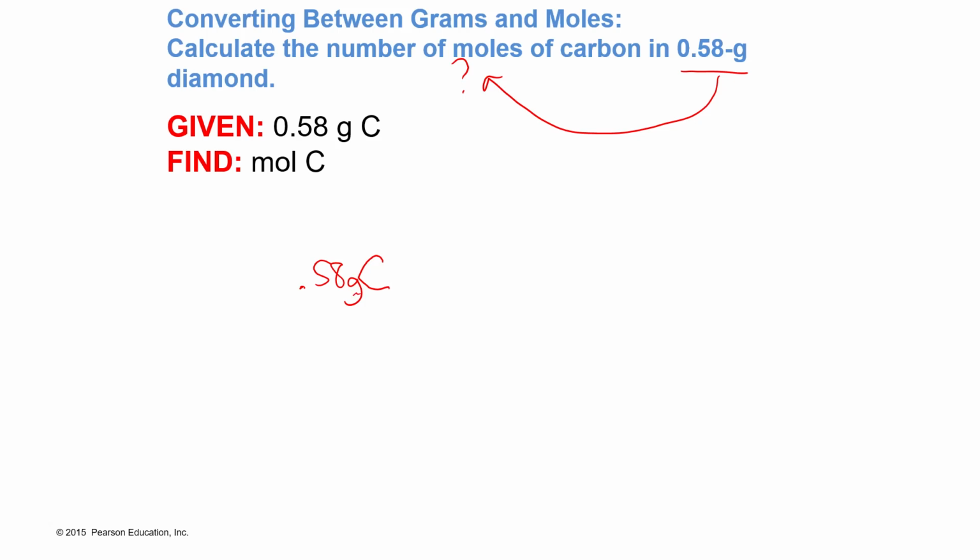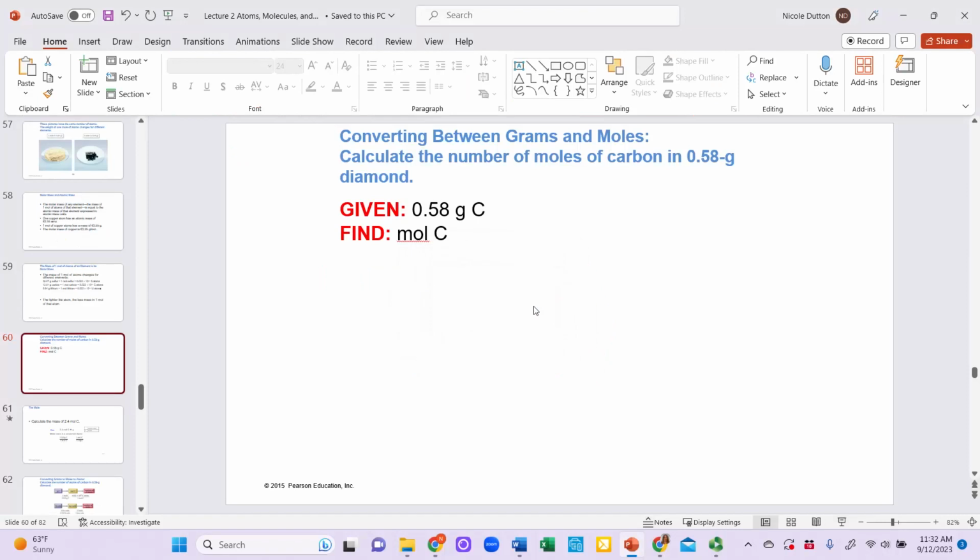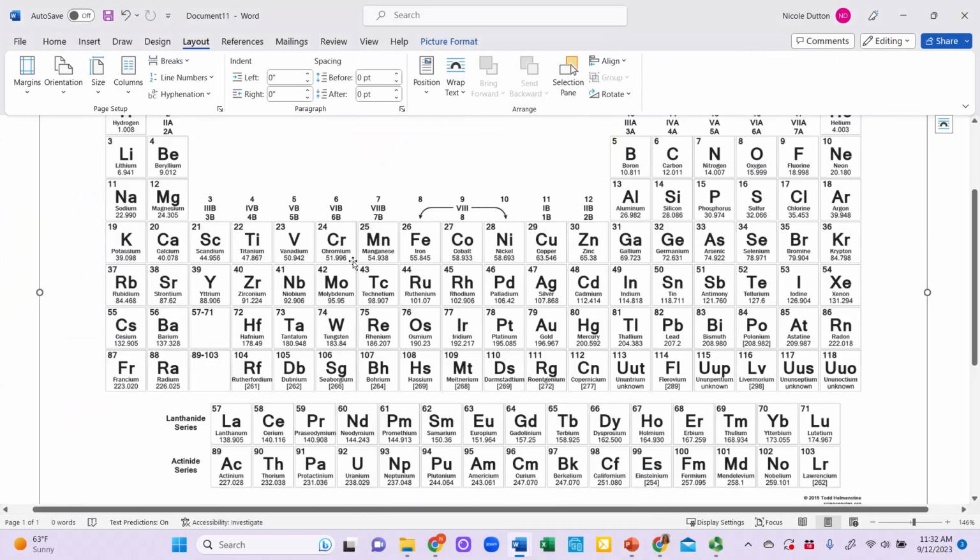So we're going to have grams on the top, and we're going to do a unit conversion to moles. So grams is on the top, we're going to put grams on the bottom, and then moles. So how do we figure out this conversion factor? Well, 1 mole is equivalent to the mass that we find on the periodic table. So we're going to have to go back to our periodic table. And we go to carbon, and we see that the mass of carbon is 12.011.